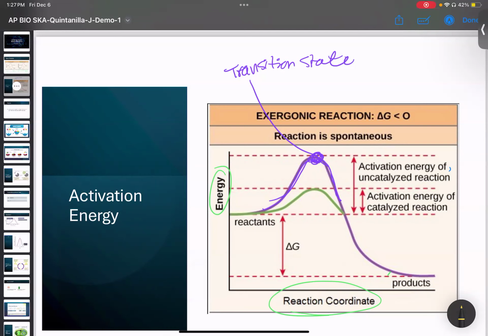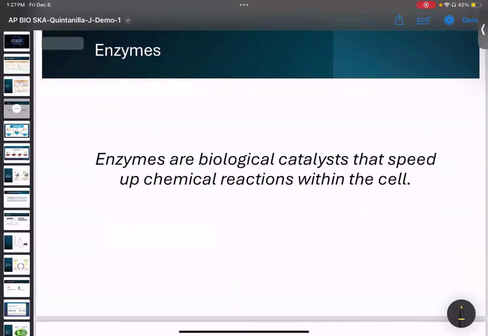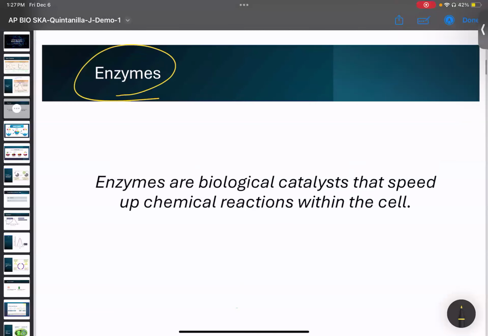And so therefore, you could see that the amount of effort is a lot lower, but regardless if you have a catalyst or not, the product will stay the same at the end. But what are catalysts? What type of catalysts do we use in cell biology? In cell biology, we use something called enzymes. By this definition, enzymes are biological catalysts that speed up chemical reactions within the cell.